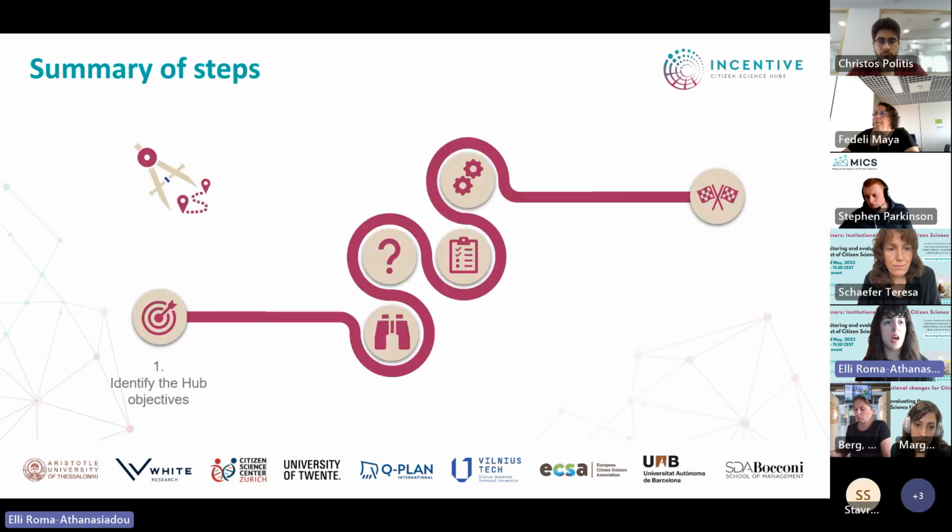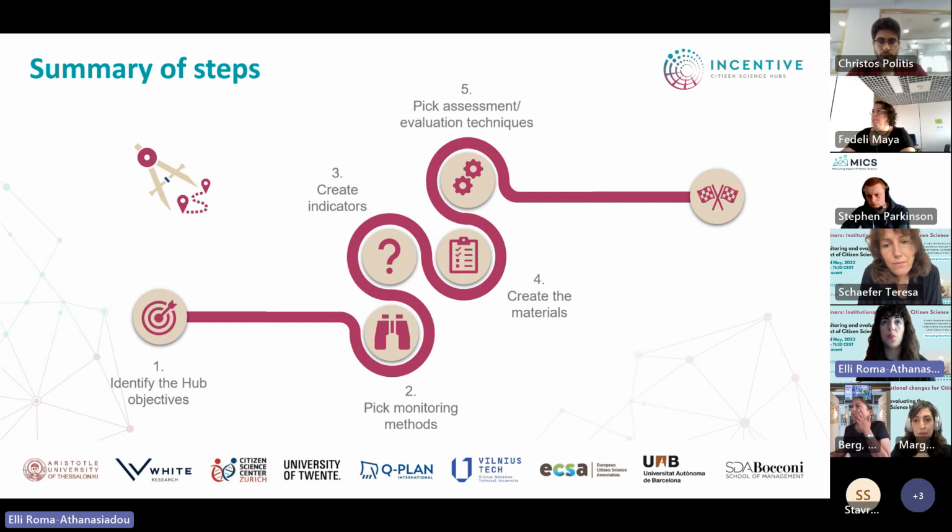So to sum things up, our first step is to identify the hub's objectives. The second step is to pick monitoring methods. The third is to create the indicators. The fourth is to create the materials that we will need, and then to pick assessment and evaluation techniques, and finally verify it and start implementing the monitoring and evaluation framework.